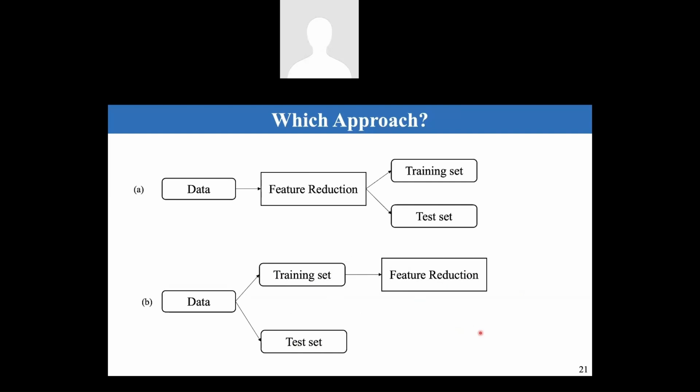One is to do feature selection first before splitting. The other one is to split first and then do feature selection. I will leave you one minute to think about which one is the correct way to do feature selection.